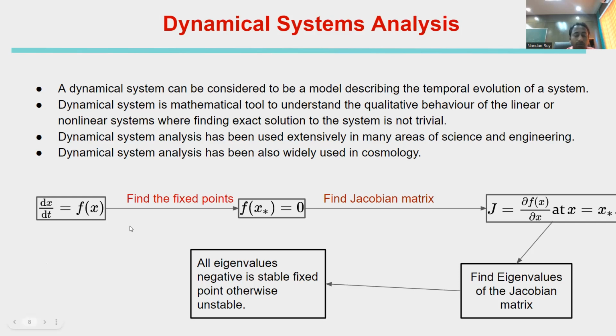There are a few steps for dynamical system analysis. First, one has to write the system as a set of autonomous equations. Then, as a next step, one has to find the fixed points of the system.